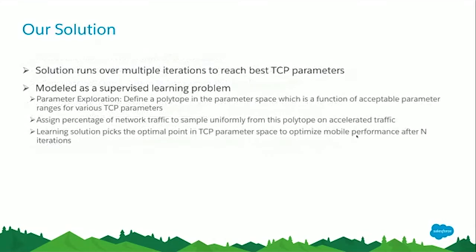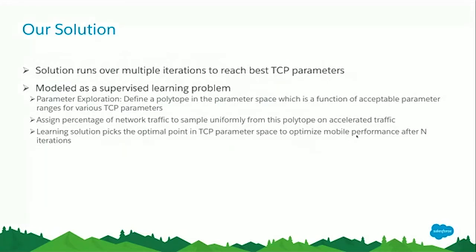Our solution runs over multiple iterations, and we eventually ended up remodeling this as a supervised learning problem. What we do is we call it parameter exploration. This is the only part where we are actually using human domain knowledge. We define a polytope in the parameter space, which is a function of acceptable ranges for various TCP parameters. Let me just give you an example. Supposing we are looking at two TCP parameters. One is burst size, which affects congestion control, and the other is number of concurrent connections.